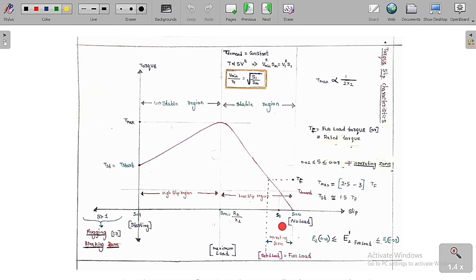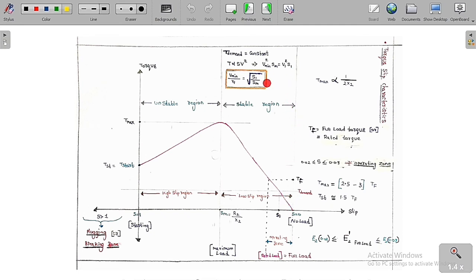So S1 is the slip at the particular load demand. So we can say clearly torque demand is equal to a constant, which is proportional to S V square. If we need maximum slip in a stable region, then definitely voltage should be minimum. So maximum and minimum is nothing but constant. So this is V1 square into S1. S1 is the slip at the corresponding load demand.